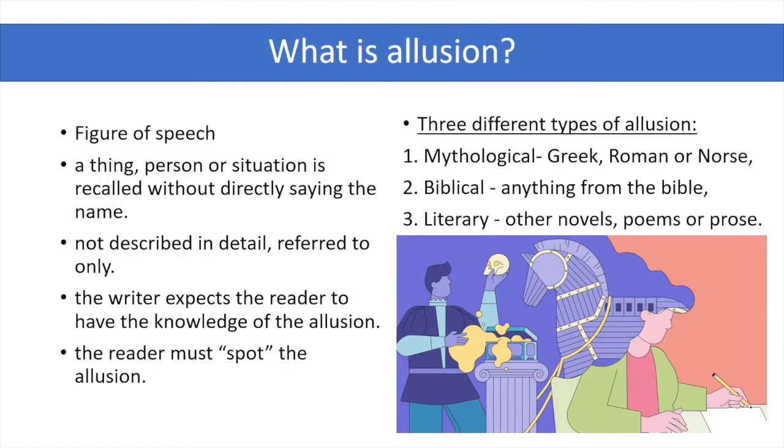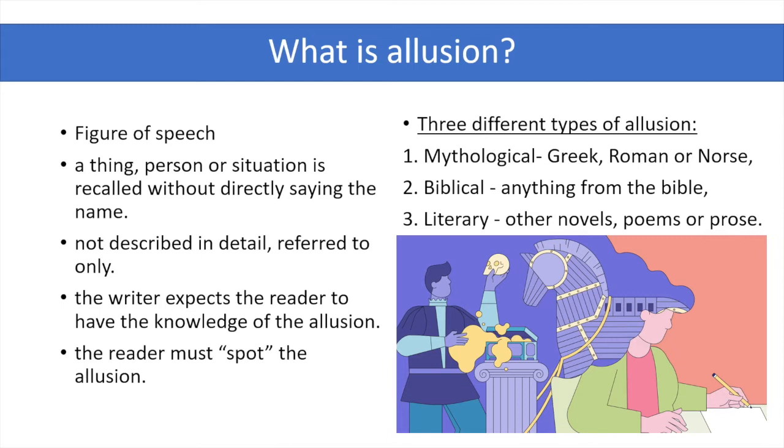What is allusion? Allusion is a figure of speech that describes a thing, a person, or a situation without directly saying the name. An allusion is not described in detail and will only ever be referred to by the writer. The writer expects the reader to have the knowledge to understand the allusion. It's the reader's responsibility to also spot this type of allusion.